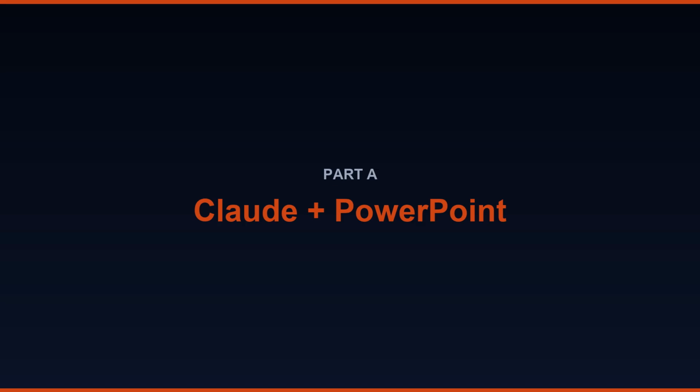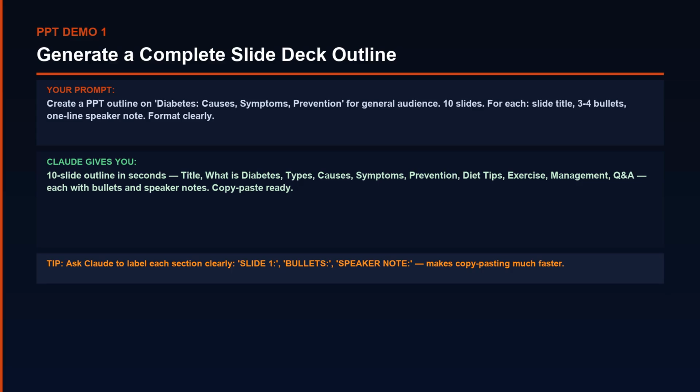I am going to show you 4 demos that will completely change how you make presentations. Demo 1. Generating a complete slide deck outline. This is the most time-saving thing Claude does for presentations. You type one prompt and get a fully structured 10-slide outline, slide titles, bullet points, and speaker notes all ready to copy into PowerPoint. For a 10-slide presentation that normally takes 2 hours, Claude does the heavy lifting in 20 seconds. Now watch how fast I move this into PowerPoint on the next screen.